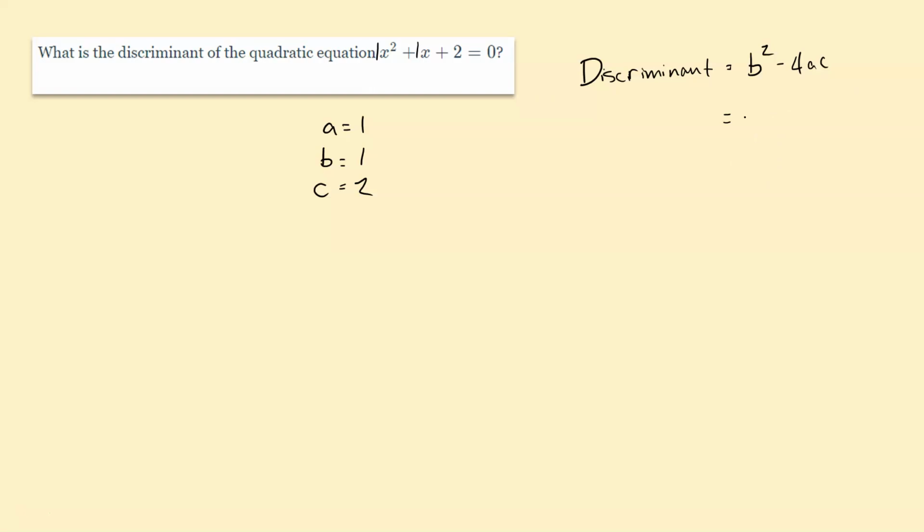So b, 1 squared, minus 4 times a, which is 1, times c, which is 2. 1 squared is 1. Negative 4 times 1 times 2 is negative 8. So in this case, we have 1 minus 8, which is negative 7. So that's all you have to do for this problem. It just asks for the discriminant. So the discriminant would be negative 7, but it's also good to connect this back to the other type and determine what kind of roots these are. So since this is a negative discriminant, these would be imaginary roots.